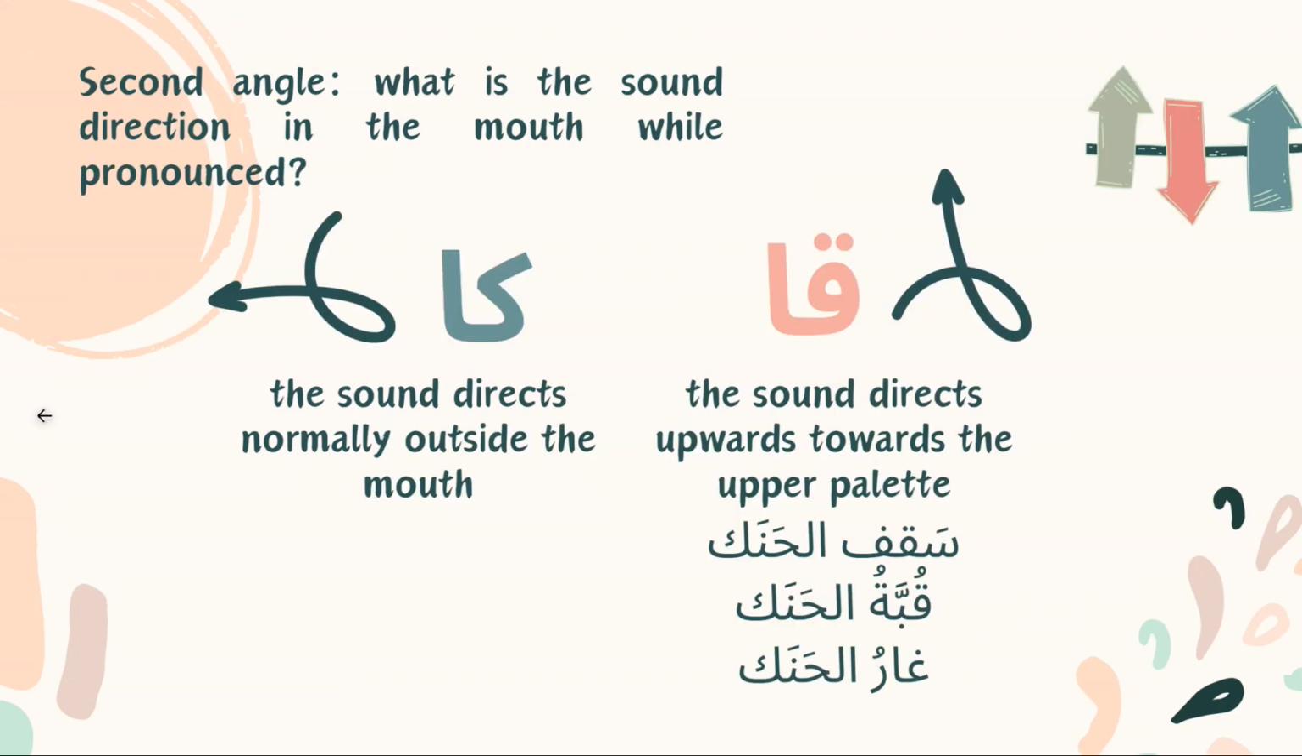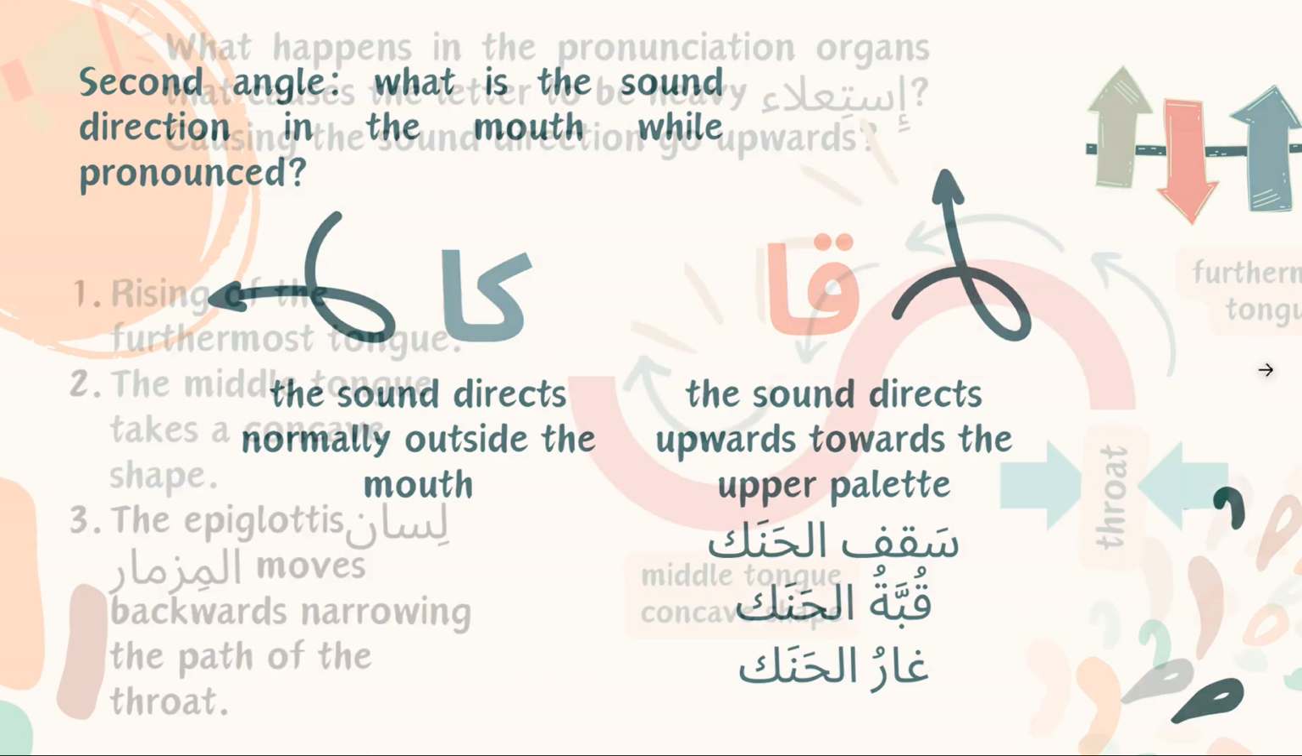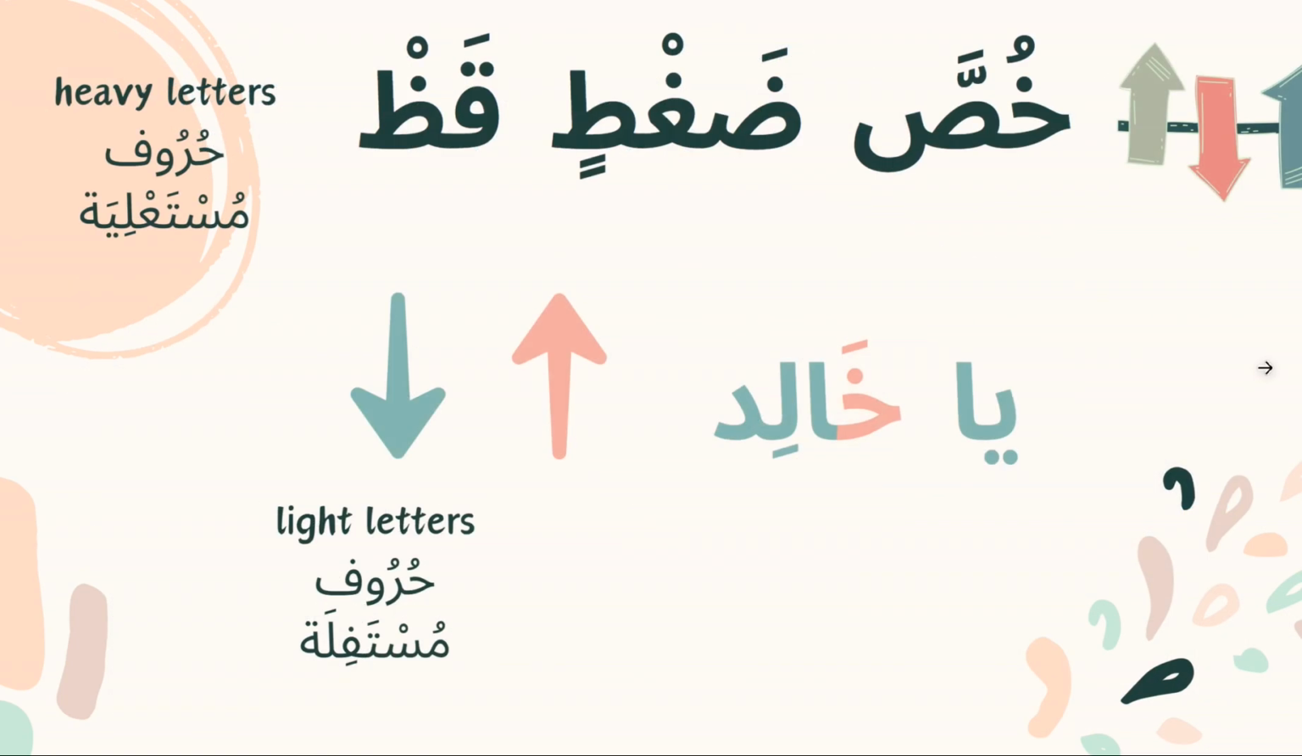Remember when we said that this is the angle that we are examining now? What is the sound direction in the mouth while we are pronouncing? So, what are the letters that the scholars found that have this character of heaviness, huruf musta'liya? Now, those letters are gathered in this sentence, and it is khussa ضغط قذ. Okay, khussa ضغط قذ.